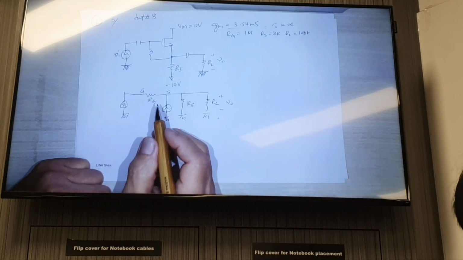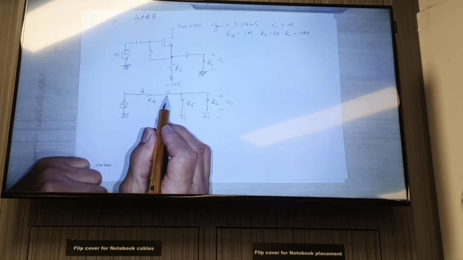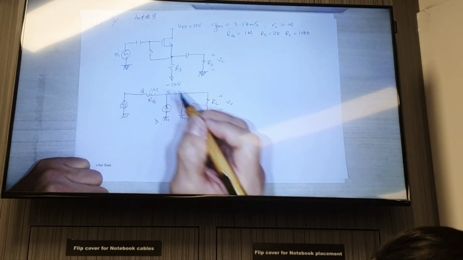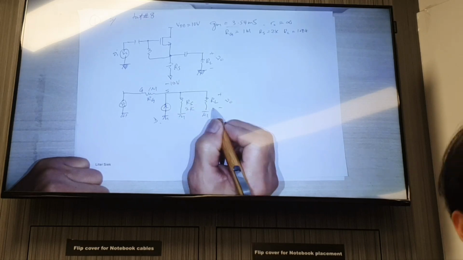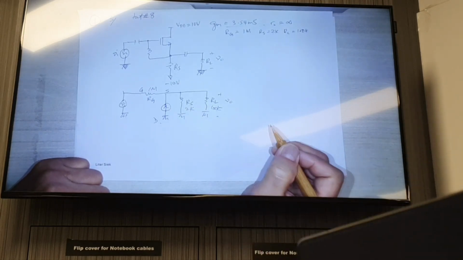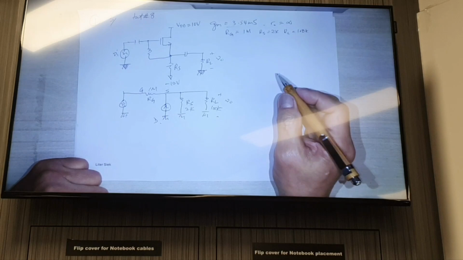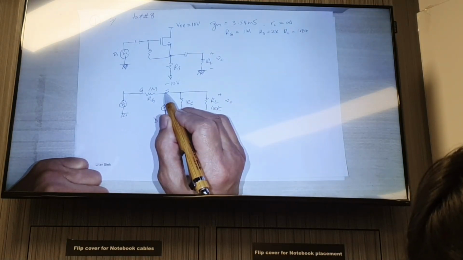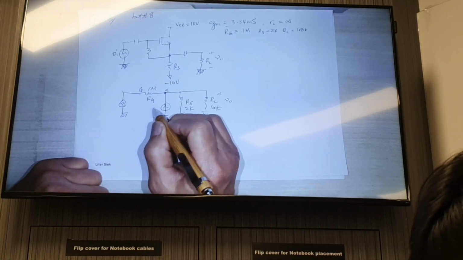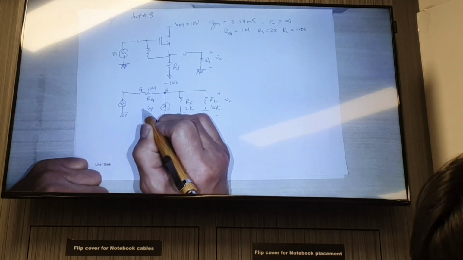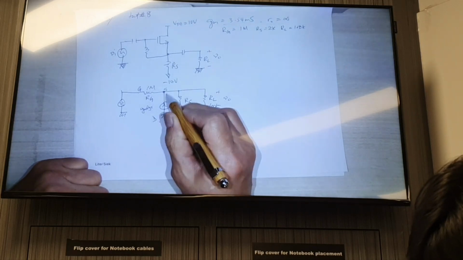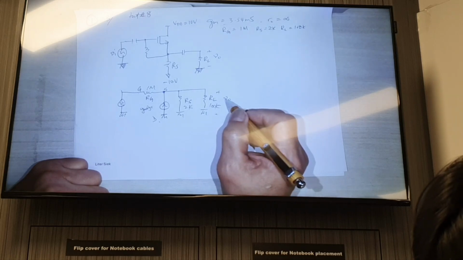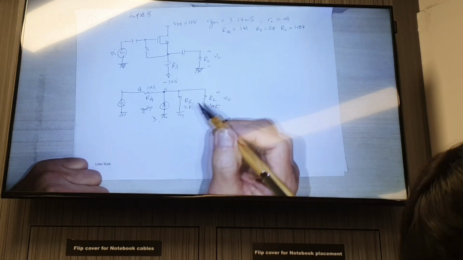And so you can see that the gate is connected to the source through this huge resistor, which is 1 meg. This is 2K. This is 100K. So we can write the equation by summing the current at this node: the current coming from the input to the source, the current gm VGS going upwards to the source from the drain, and Vout, which is across these two resistors in parallel.